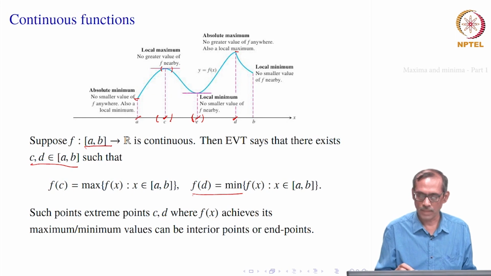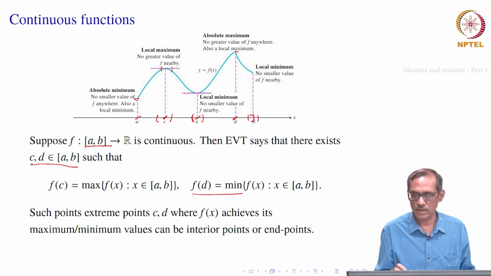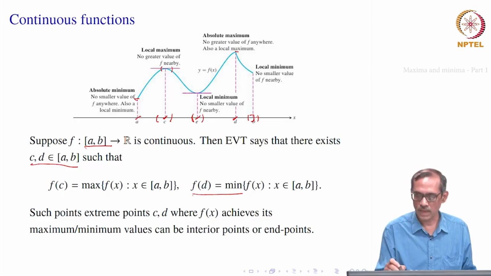Similarly, if you look at b, you do not take a full neighborhood; only the left neighborhood is relevant here. The left neighborhood of b is contained inside the domain, and it is limited to the interval from b minus delta to b. If you take any x there, then f(x) is greater than or equal to f(b). So, you may think of b as a local minimum, but it is not an interior point.